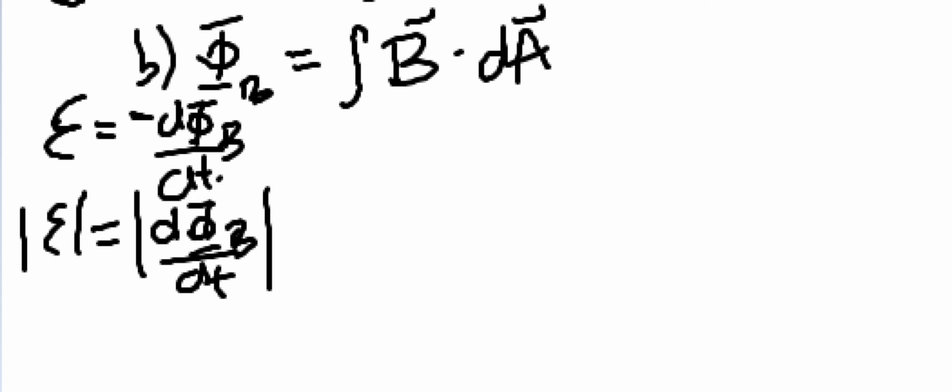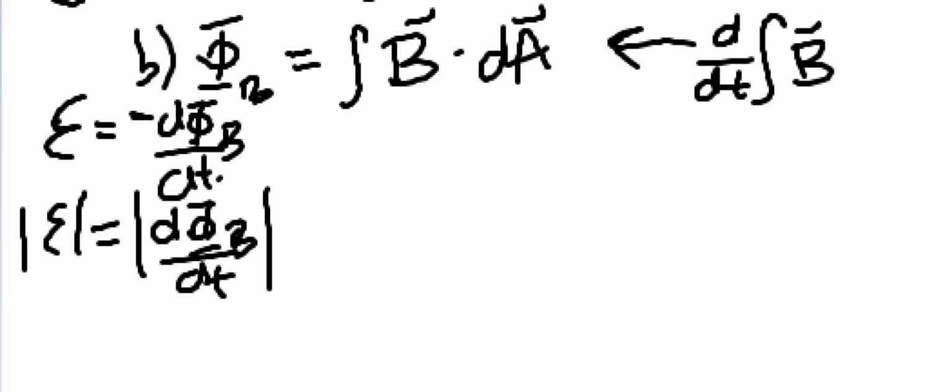Anyways, what are we doing? We're taking the derivative of this equation. And what that derivative looks like is d dt of the integral of B dot dA. Now, this is going to confuse some people because the answer that we're getting is B times dA dt.